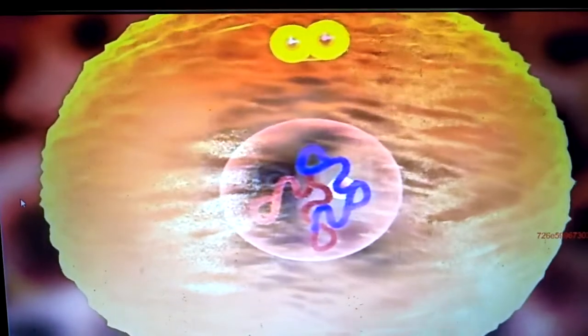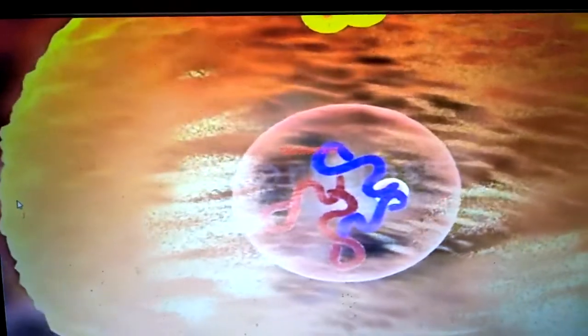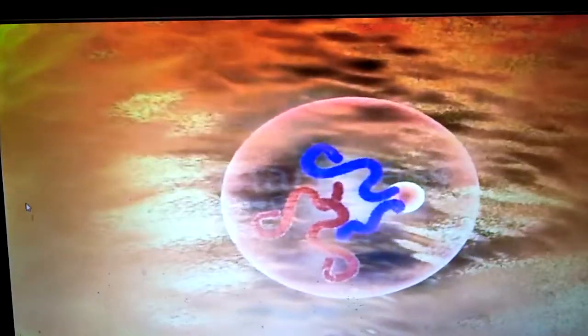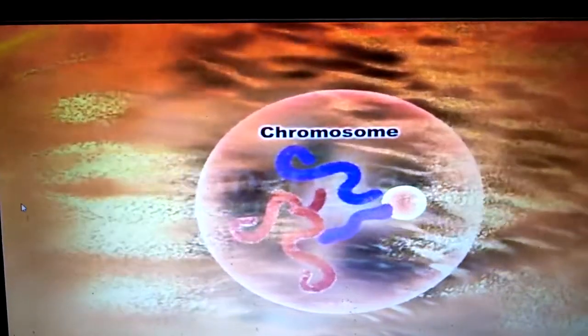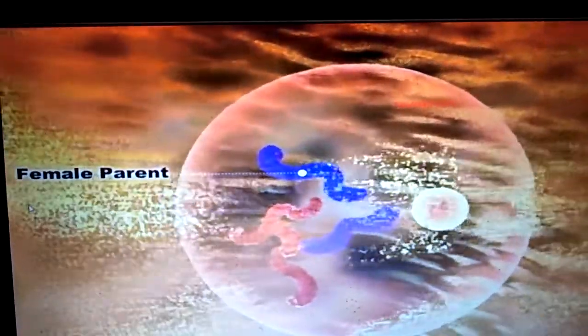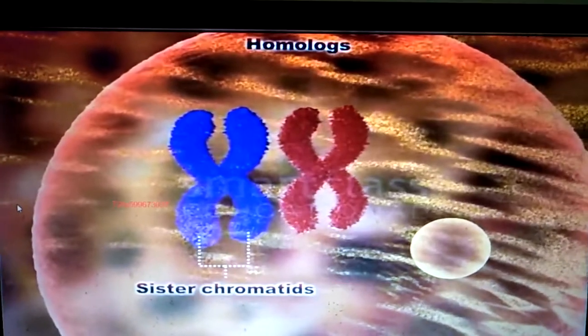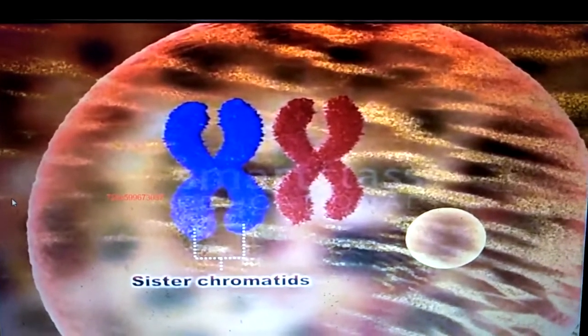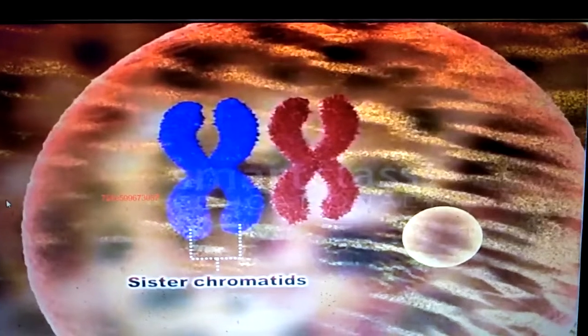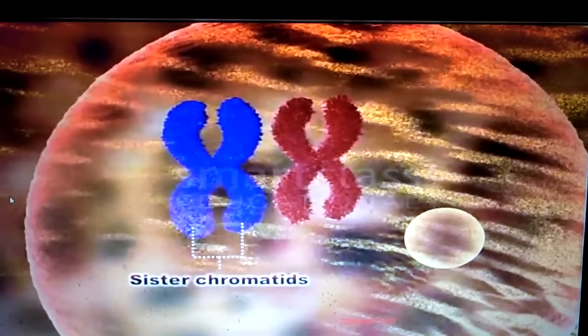Let's know about the homologs before studying the phases of prophase 1. Each diploid cell has two copies of chromosome, one inherited from the male parent and the other from the female parent. These two copies, coming from different parents, are similar to each other and are called homologs. Now let us look at the different stages of prophase 1 in detail. To begin with, let us learn about leptotene.